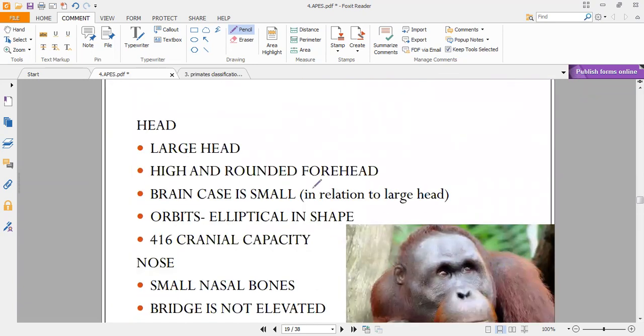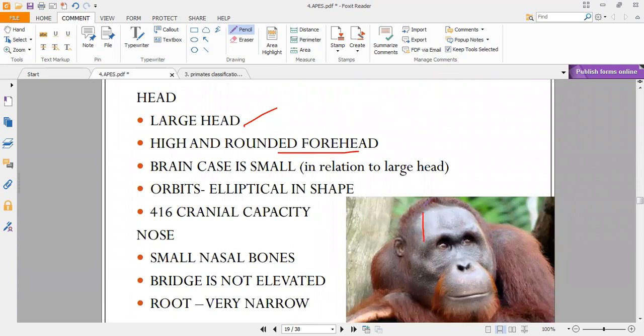So if you talk about their head, they have a very large head. Around their forehead, you can see. And the brain case is small. Overall, the face is very big, but the brain case is not very big. And the orbit is elliptical in shape like this. Orbit means the place where the eyes are placed.